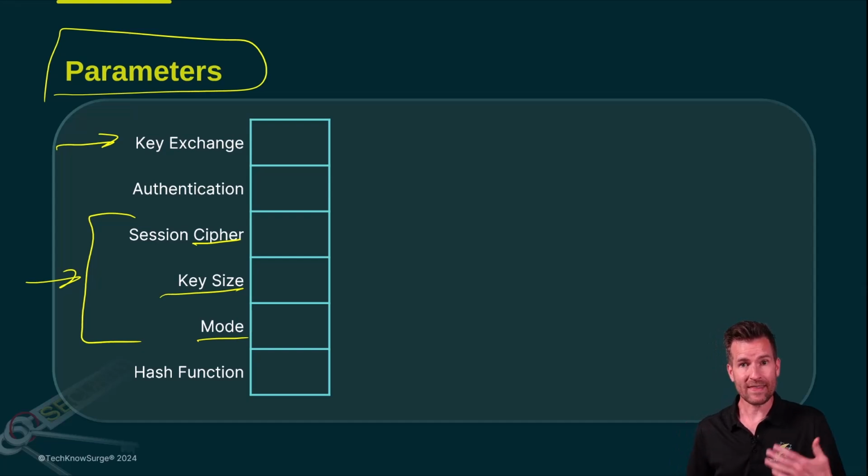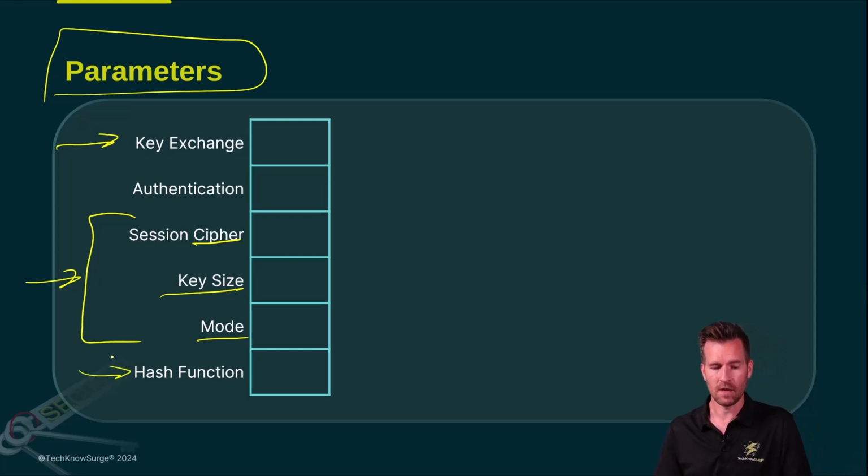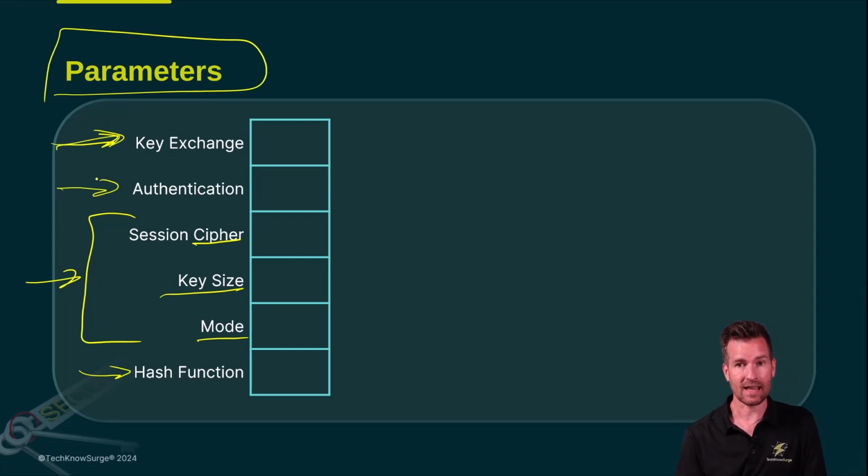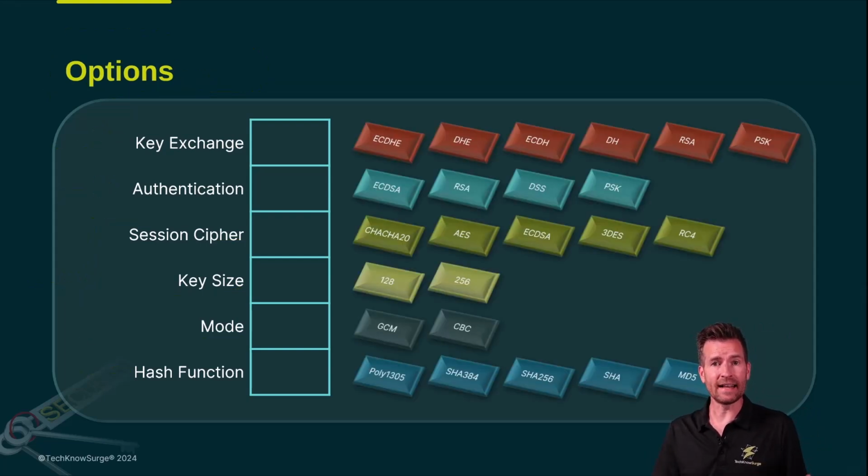We also want that integrity check. So then we have our hashing algorithm here. We have the key exchange, like I mentioned, and then we also have that authentication piece. And there are a lot of different options that we can choose. For instance, with the key exchange, maybe we choose one of the Diffie-Hellmans, or maybe it's going to be RSA, or maybe it's going to be passkey.